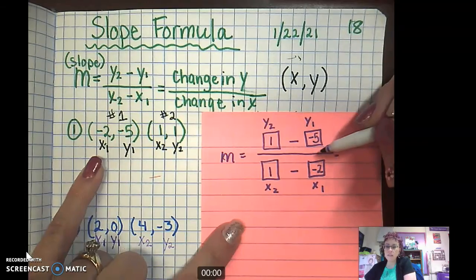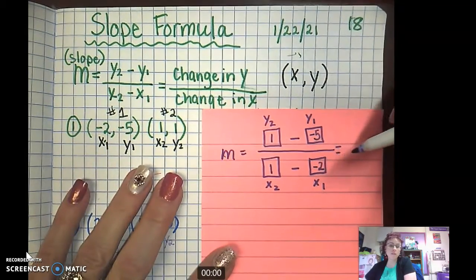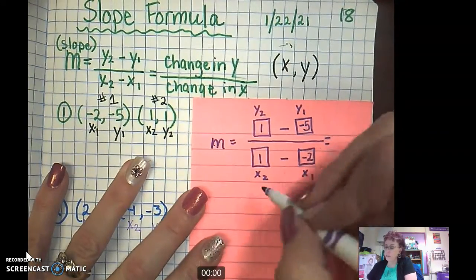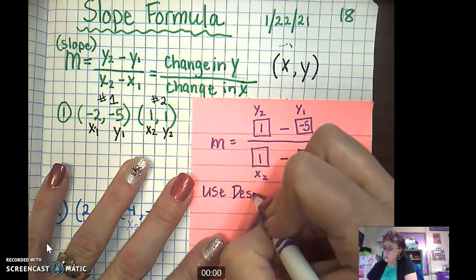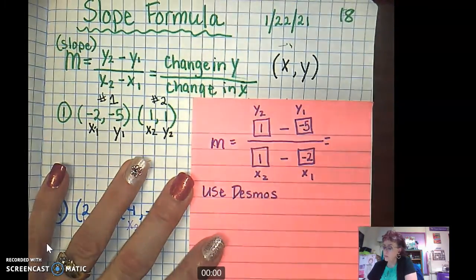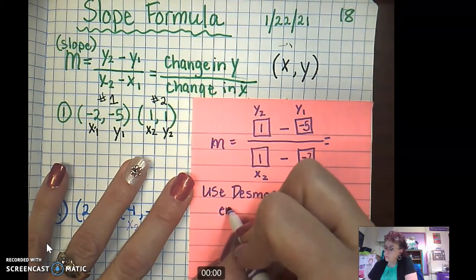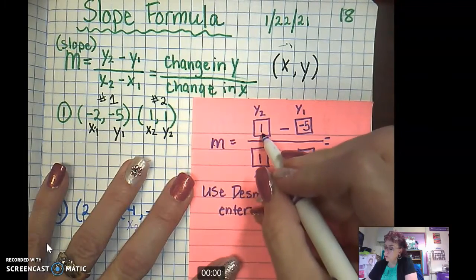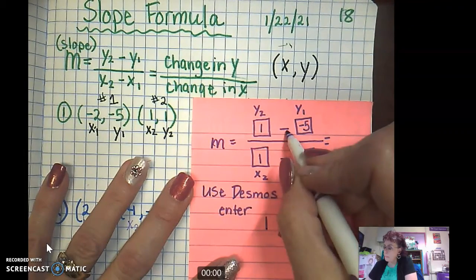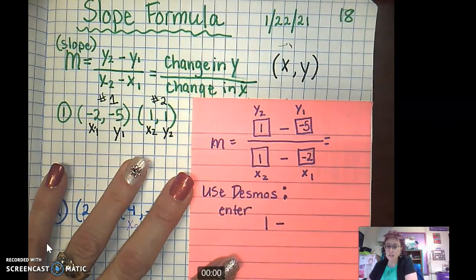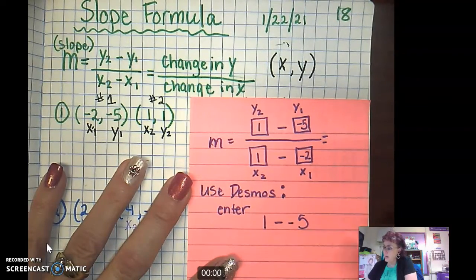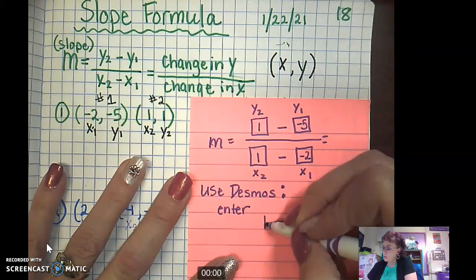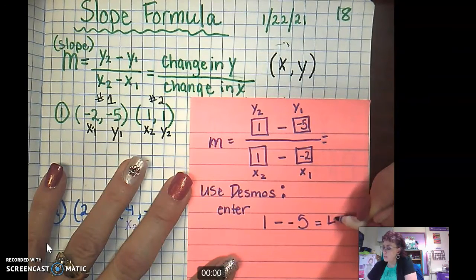Use Desmos, please. When you go into Desmos, you're just entering 1. The reason I say use Desmos is that way you don't have to worry about whether or not you did it correctly. You will enter 1 minus, and that's the subtraction sign, -5. That's what it looks like. And that's equal to 4, +4.